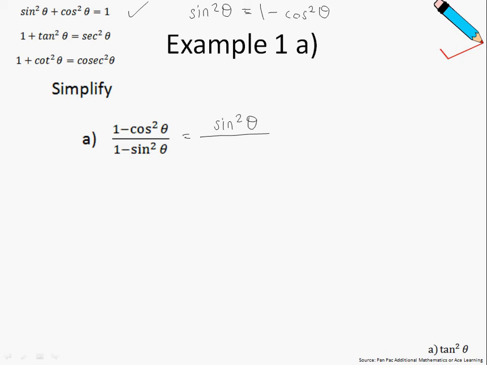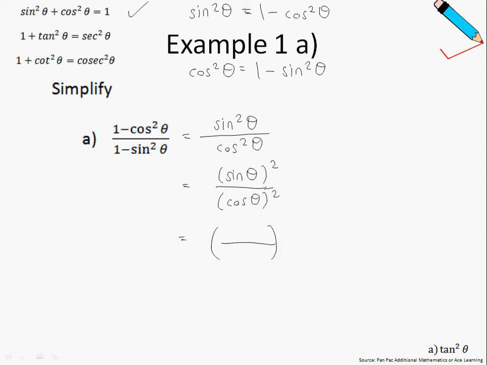Next, going back to the first identity, if I shift sine square theta to the right hand side of the equation, I will simply get cosine square theta equals 1 minus sine square theta. So I can replace the denominator of this expression with cosine square theta. Remember what I mentioned in the previous slide, sine square theta is the same as sine theta squared. Similarly for cosine square theta. And finally, I can bring out my square function, so I'll write it as sine over cosine theta, the whole thing squared.